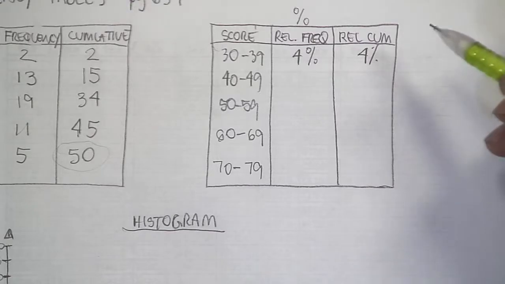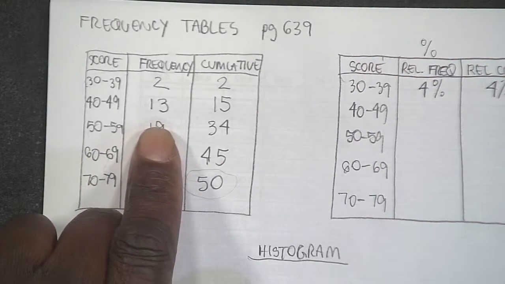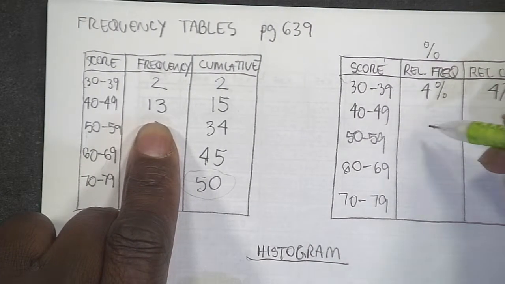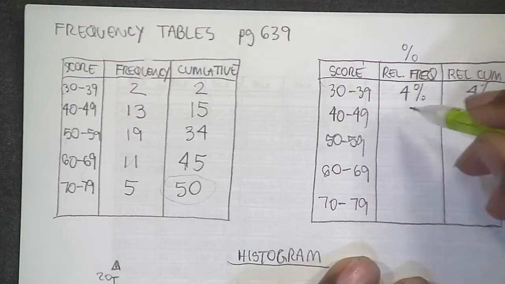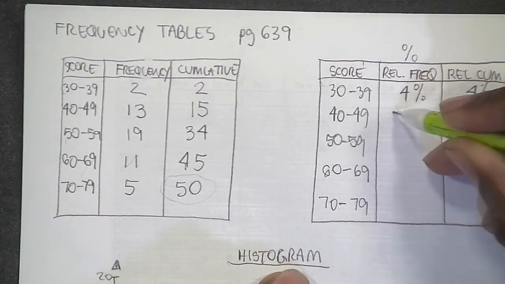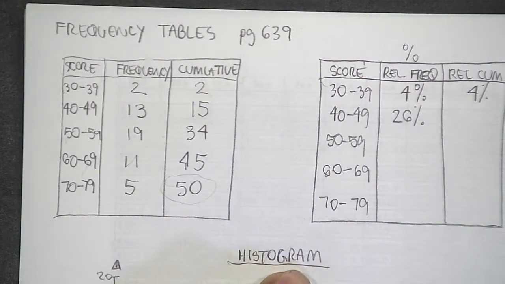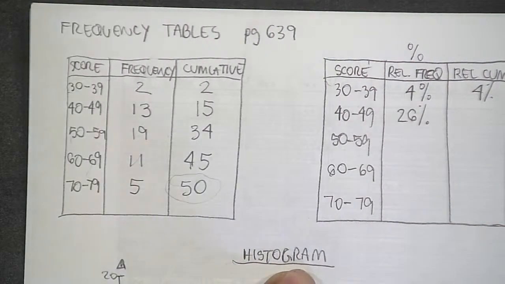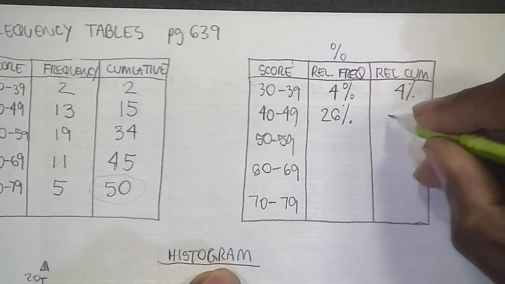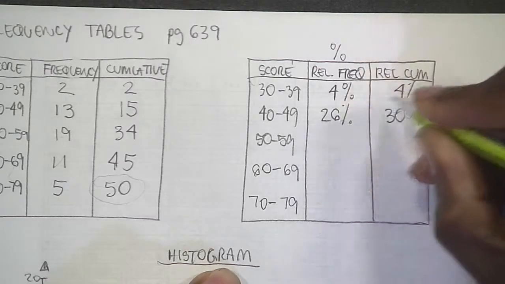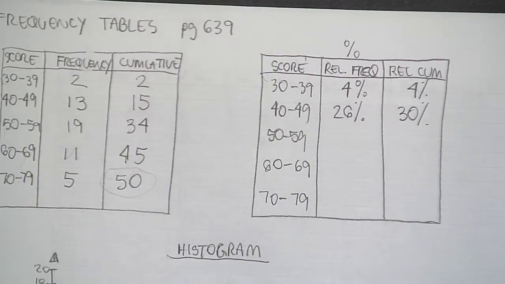And then 13 people scored between 40 and 49. So what we're going to do is acknowledge the percentage of the people who scored between 40 and 49. That percentage would be 26%. 13 out of 50 people scored between 40 and 49. That represents 26%. And the total percentage that we would have considered up to this point would be 30%. You're adding the 26 to the 4%. 30% of the students have been tallied up to this point.